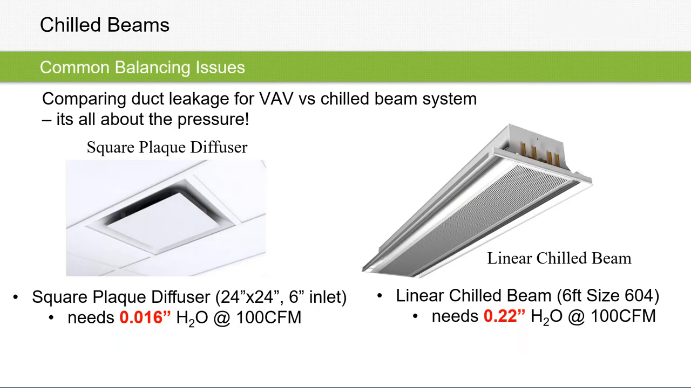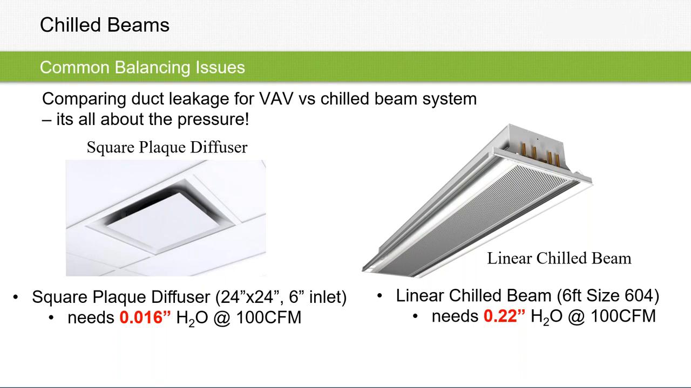So let's look at another example. It's comparing a typical VAV square plaque diffuser to a chilled beam. In this case, we've got a 2x2 foot, 6-inch inlet SPD square plaque diffuser. We're going to put 100 CFM through that with a 6-inch inlet.